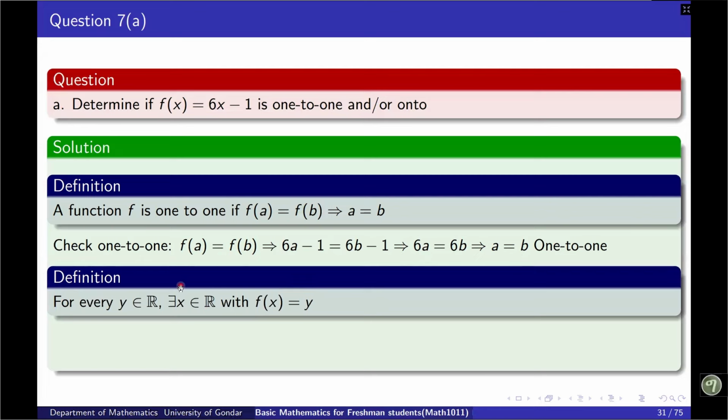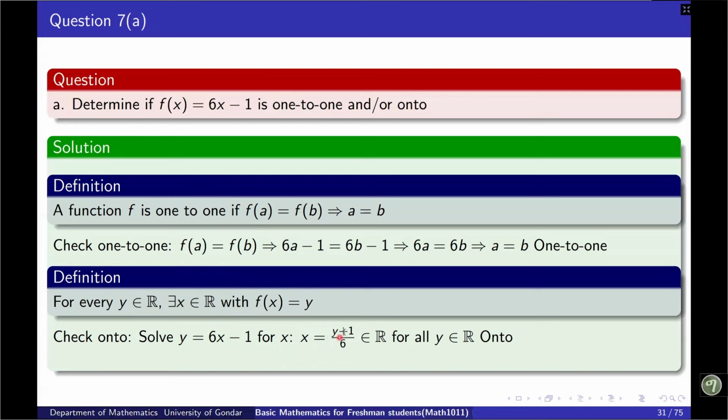Similarly, for ontoness, for every y, which is an element of R, that is the codomain, if there exists at least 1 x, which is an element of R, with f of x equal to y, then the function is said to be onto. So based on this, in order to check the ontoness of this function, let's try to solve for x first. We know that y is equal to 6x minus 1. Then if we solve for x, we have x equal to y plus 1 over 6.